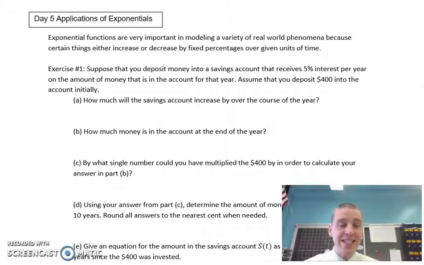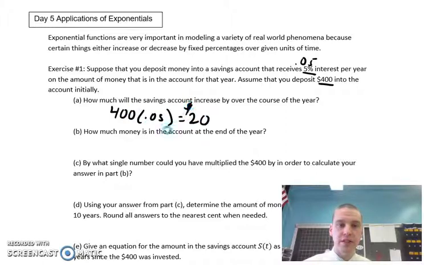So the beginning exercise here: if you deposit $400 at a 5% interest rate, and you're going to get 5% interest per year. In A, it says how much will a savings account increase over that year. Remember that percents we always write as decimals, so 0.05. So we're going to get 400 times 0.05, and if you have a calculator, that's $20. And so if you started with 400, you're going to get 400 plus 20, and at the end of the year we're going to get $420.